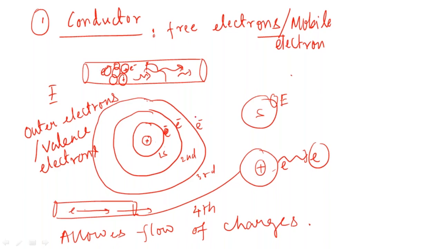So this is brief about conductor. A conductor has mobile electrons and it can conduct, or allow electricity to pass through it, or allows the flow of charges. Where there is flow of charge, there will be electricity or current. Now we'll see what is an insulator.